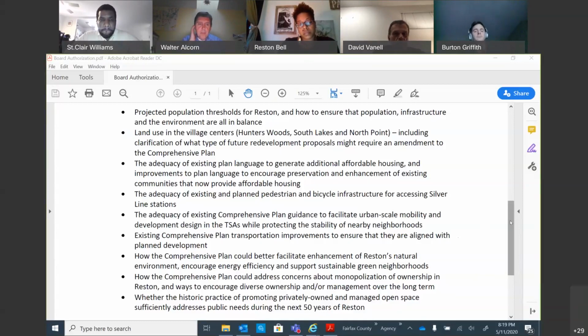Three more. How the comprehensive plan could better facilitate enhancement of Reston's natural environment, encourage energy efficiency, and support sustainable green neighborhoods. How the comprehensive plan could address concerns about monopolization of ownership in Reston and ways to encourage diverse ownership and/or management over the long term. And finally, whether the historic practice of promoting privately owned and managed open space sufficiently addresses public needs during the next 50 years of Reston.